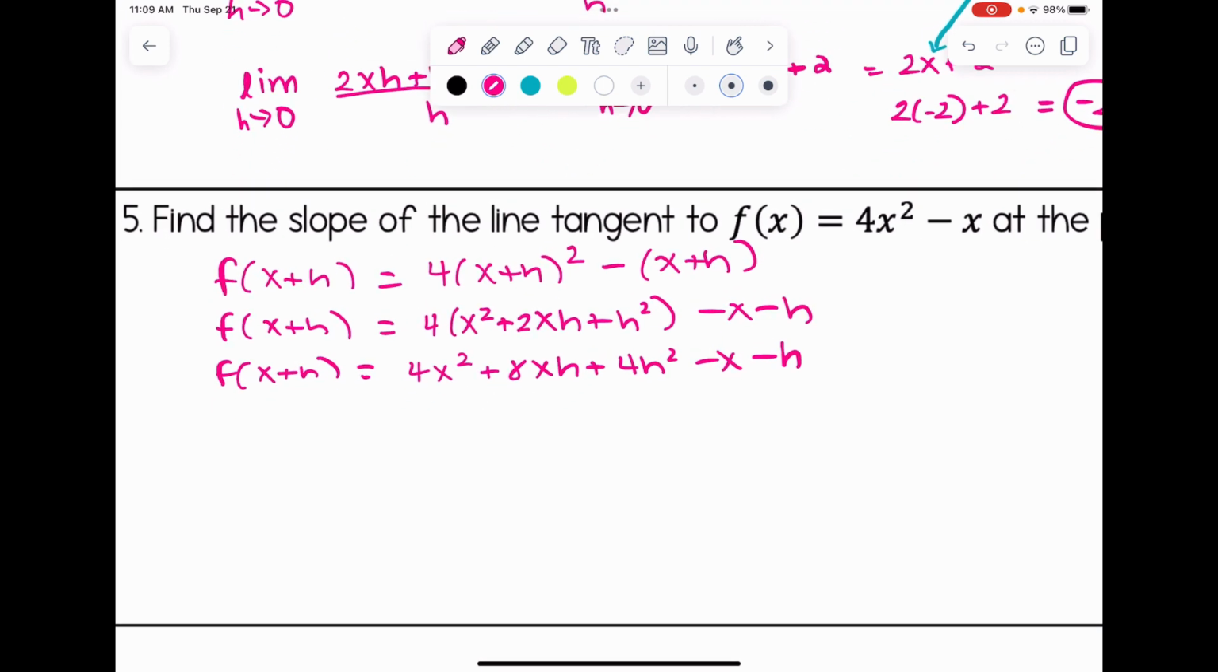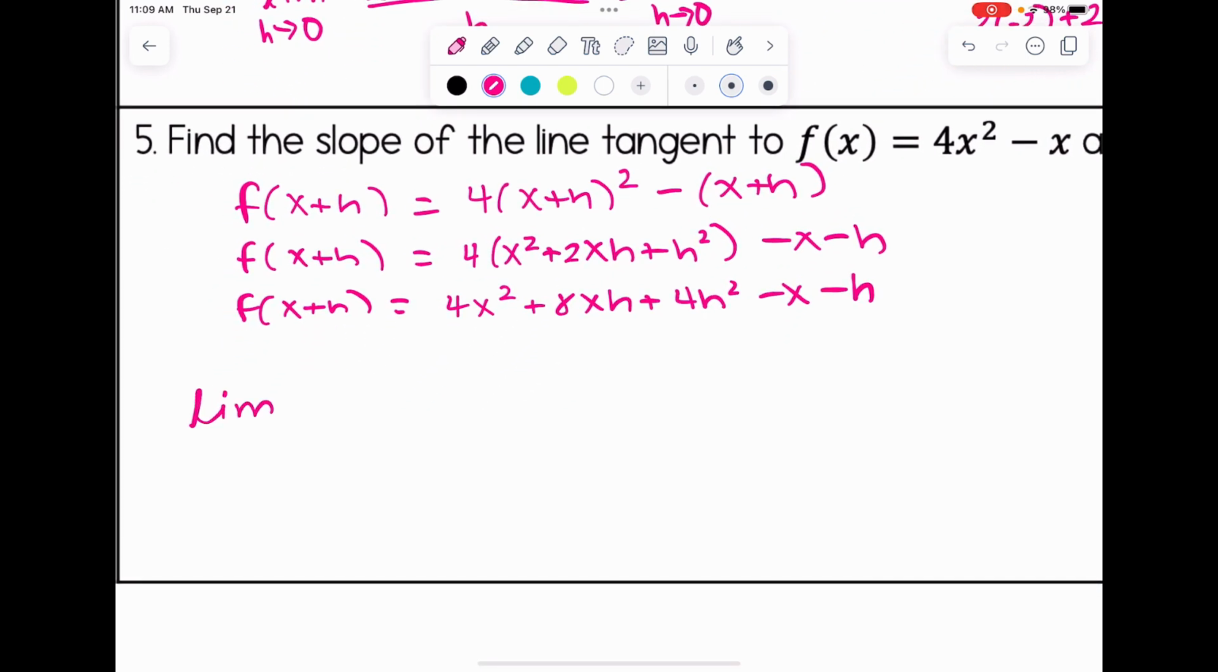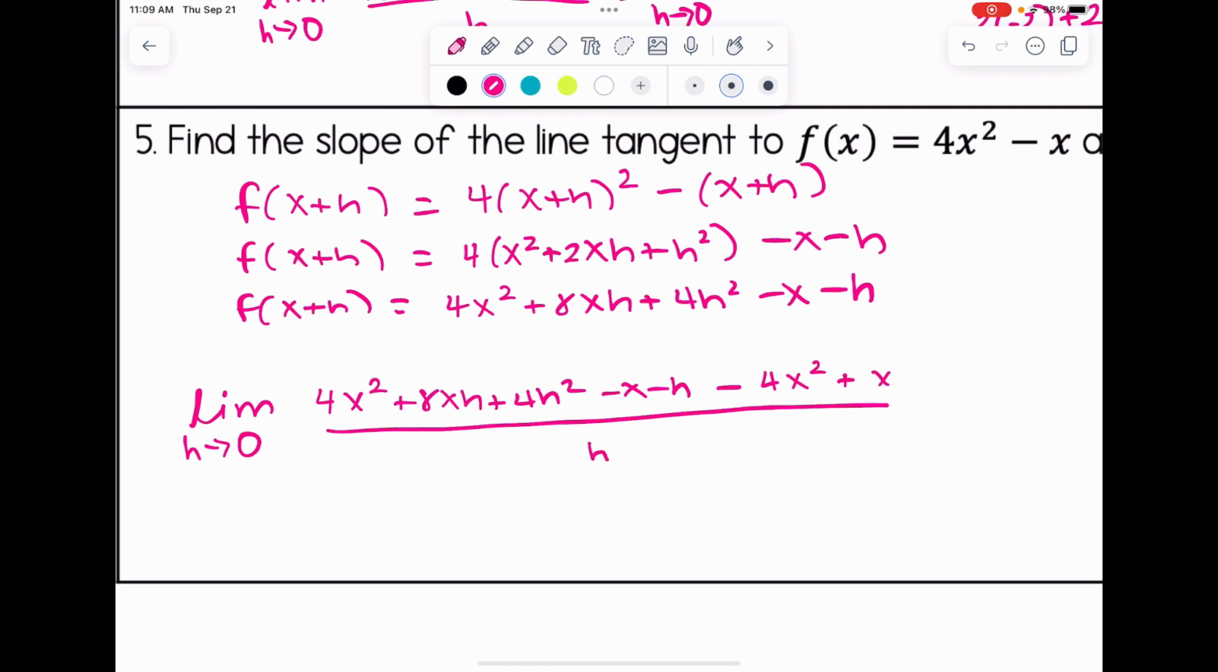All right, now that I have found f of x plus h, I'm going to put everything together with my limit definition of the derivative. So the limit as h approaches 0 of f of x plus h. I'm copying all those terms over. Minus f of x, don't forget to distribute your negative, all over h. Remember, our terms without h's should go away, and I see that here. So I have the limit as h approaches 0 of 8xh plus 4h squared minus h over h.